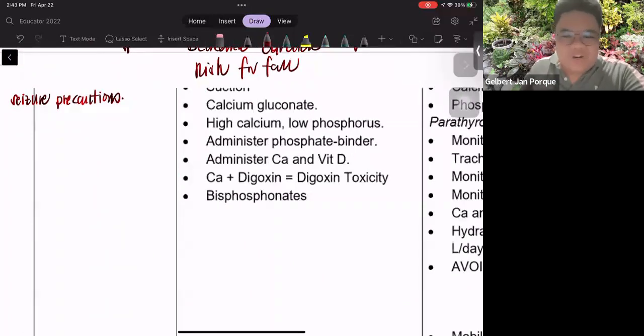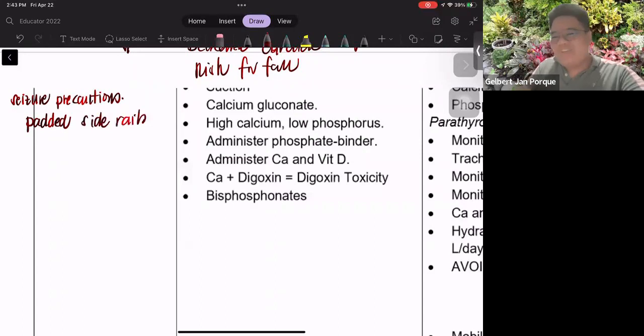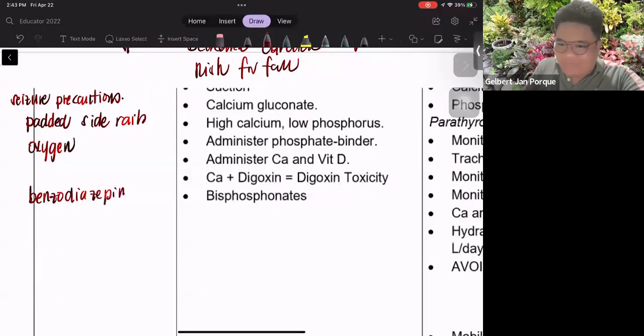Okay, side rails. Don't worry guys, side rails don't disappear in the hospital, unless you don't work in a hospital. What else, guys? Padded side rails. That's a good catch. Okay, move on from side rails. Next. Very good. Benzodiazepines. You stand by your benzodiazepines. I saw oxygen, which is more important. Plus benzodiazepines.